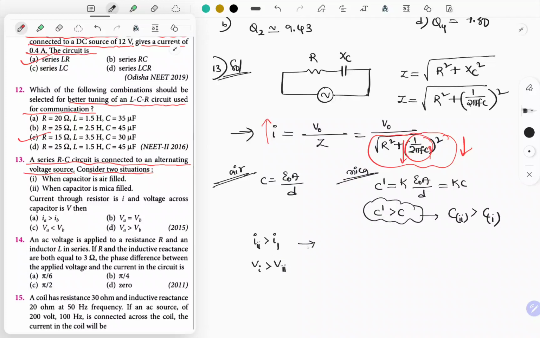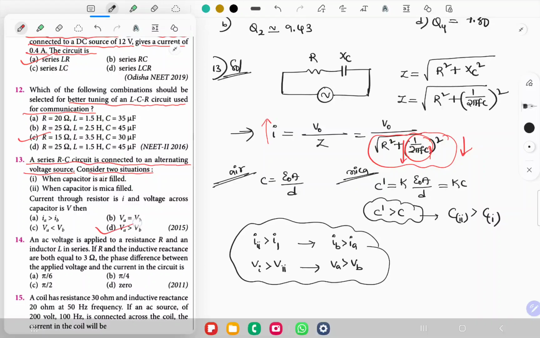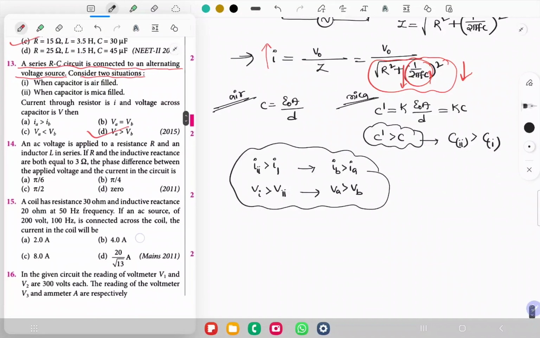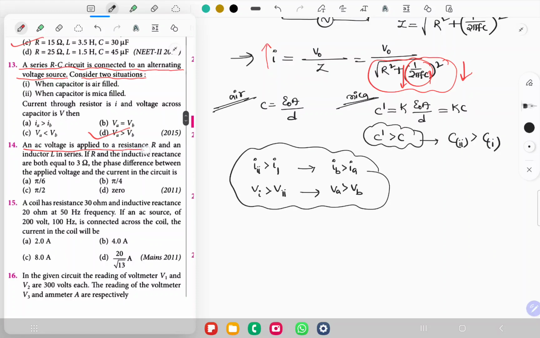This terminology they have given in terms of A and B. IB is greater than IA. Similarly, VA is greater than VB. Hope you understand which option matches here. VA greater than VB, so option D is the suitable answer. Got it? Next. An AC voltage is applied to a resistor R and an inductor L in series.